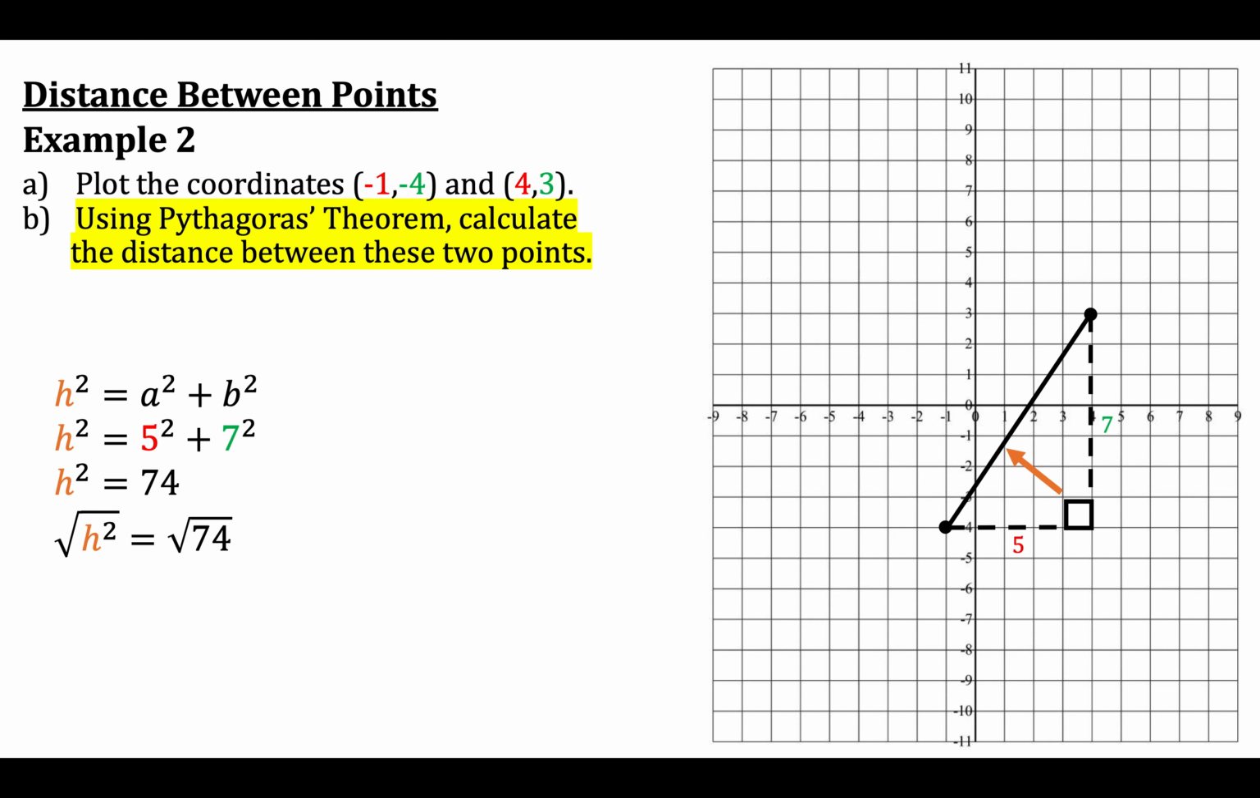Square rooting both sides so that we just get h on its own gives us the square root of 74, which is 8.60. As before, we don't know which units we're working in, so we just need to write units, and I've rounded this to 2 decimal places. So that's now the end of this video, but if you pause this before the screen goes blank, you can copy this one down into your notes jotter as well.